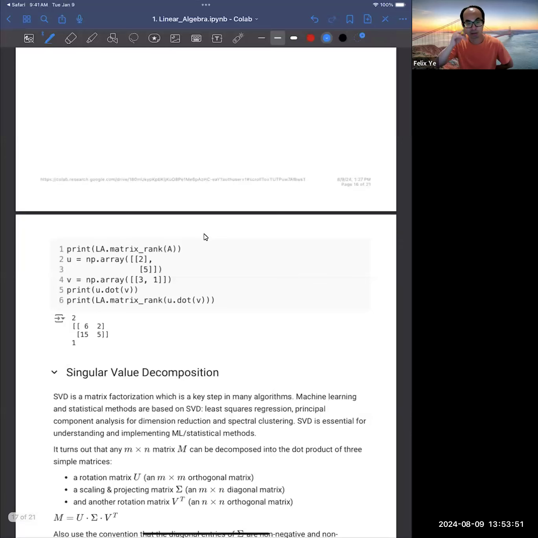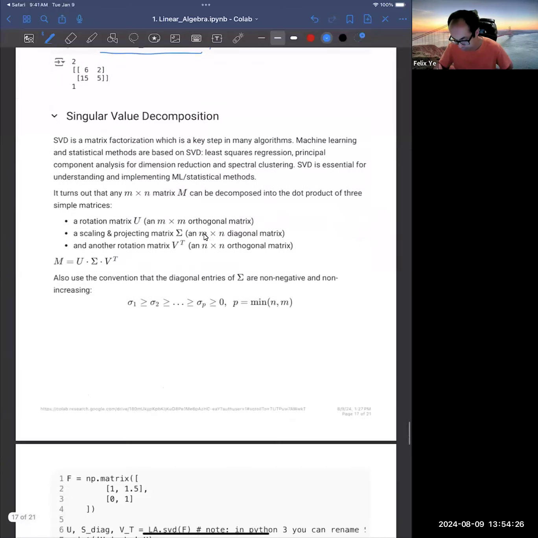So what you can do is find out the rank. For example, U is a column vector, V is a row vector. If you do U dot V, this is 2 by 1, this is 1 by 2, so this actually gives you 2 by 2. But the rank of this whole thing is actually 1. Okay, so this is something you should be aware of.